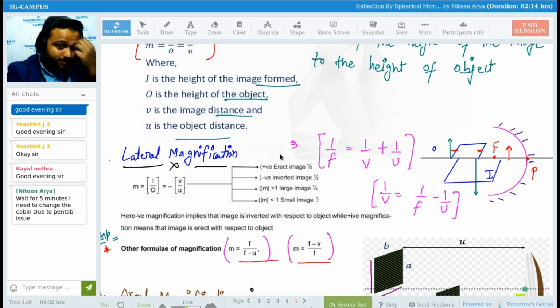Then if magnification is positive, the image is going to be erect. If the magnification is negative, the image is going to be inverted. That is the sign convention. If you get negative magnification, it means the image distance is negative, so the image is inverted. And if it is positive, the image is erect, or parallel to the positive y-axis. If the modulus of magnification is large, the image is going to be greater than the object. If magnification is less than one, a small image is going to be there.